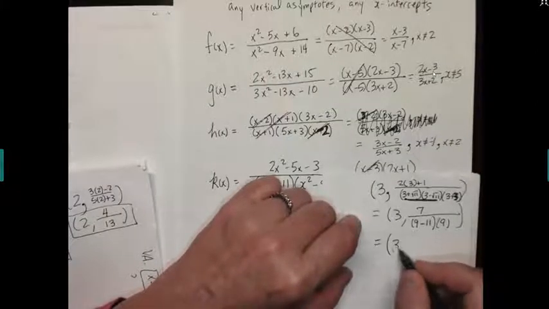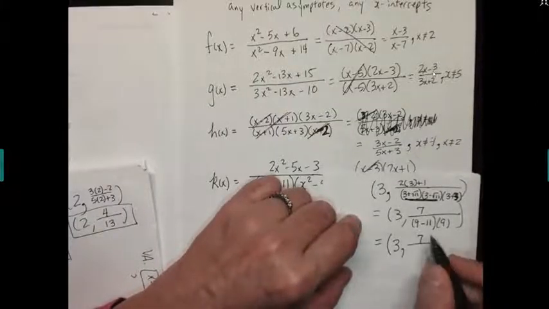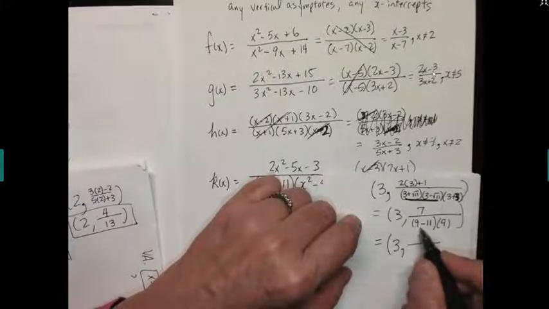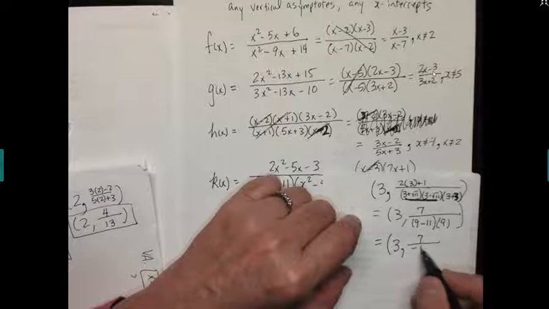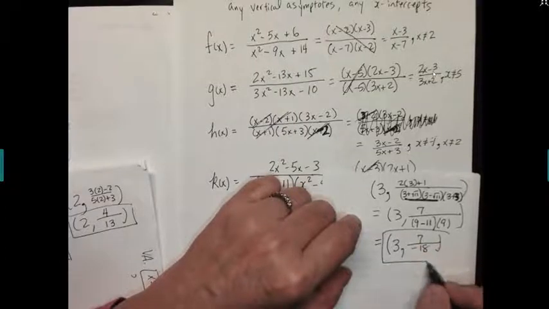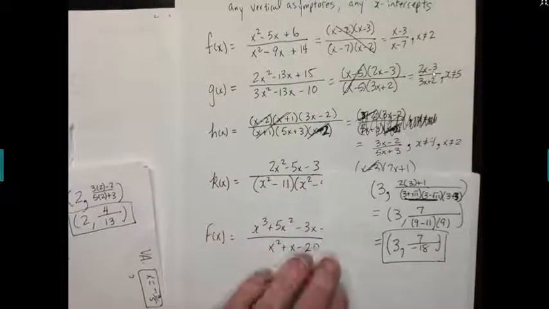Or you can put the whole thing in a calculator. So I'm going to have negative 2 times 9. So that's where the hole is. That is where the hole is.